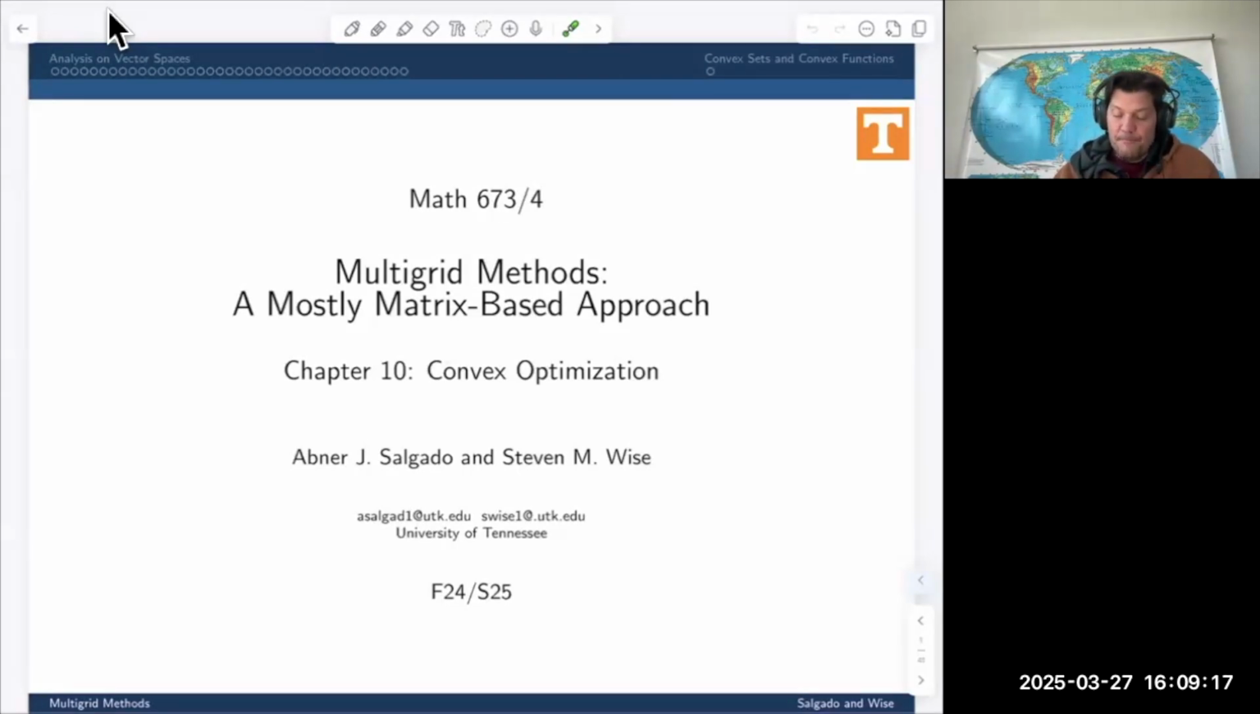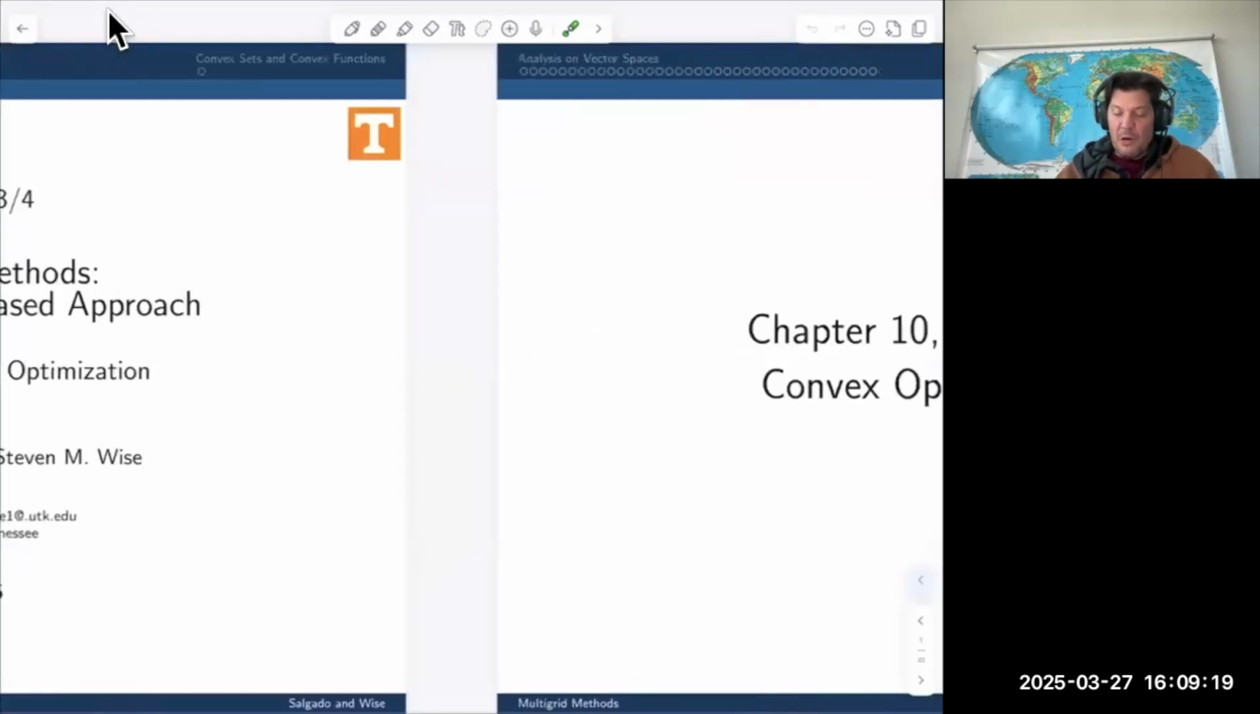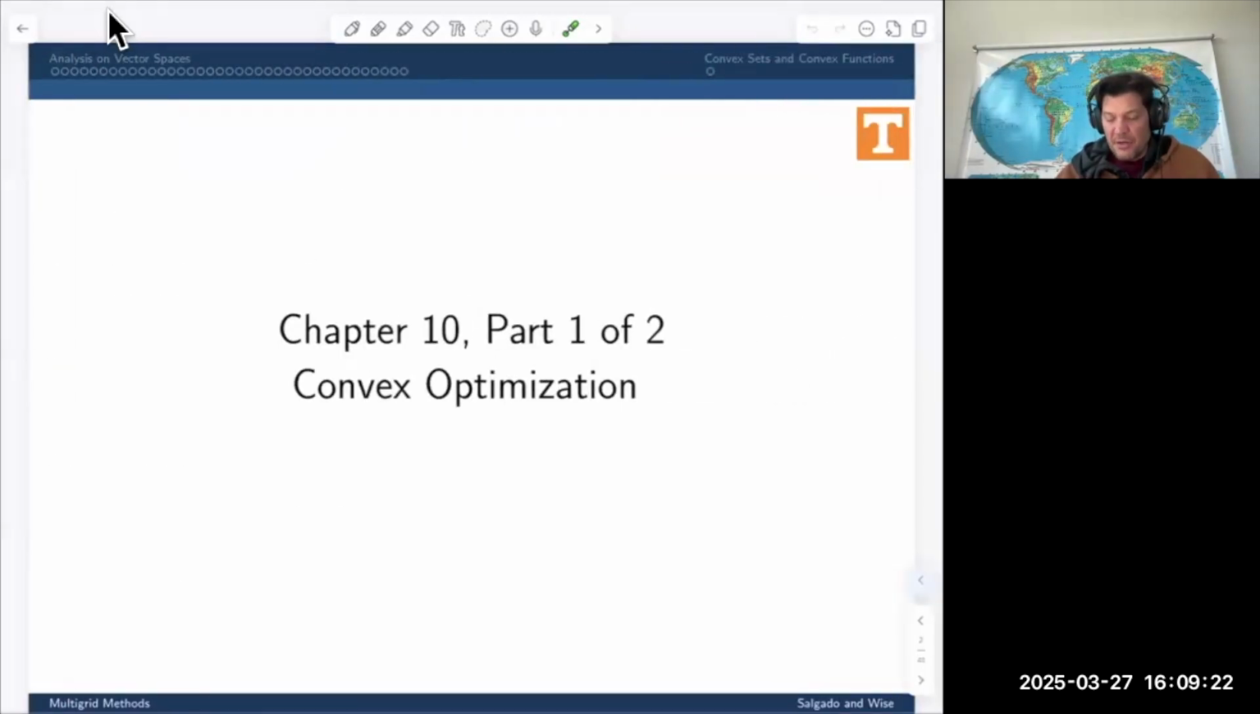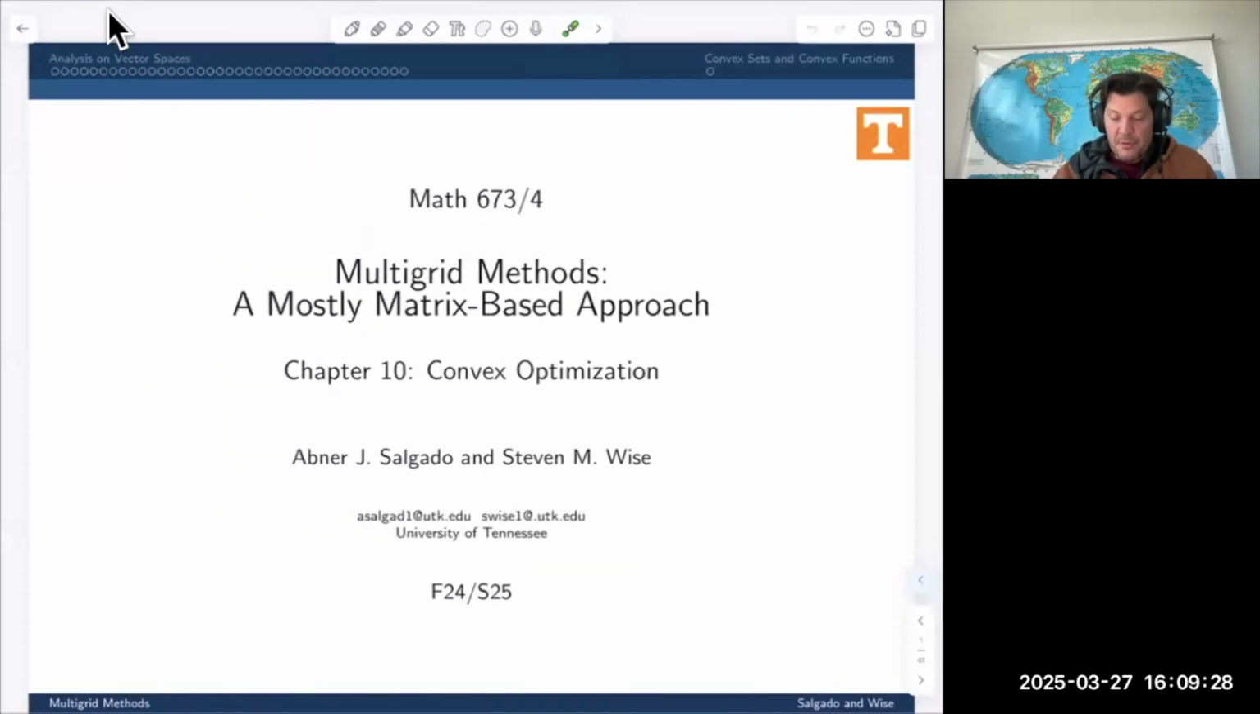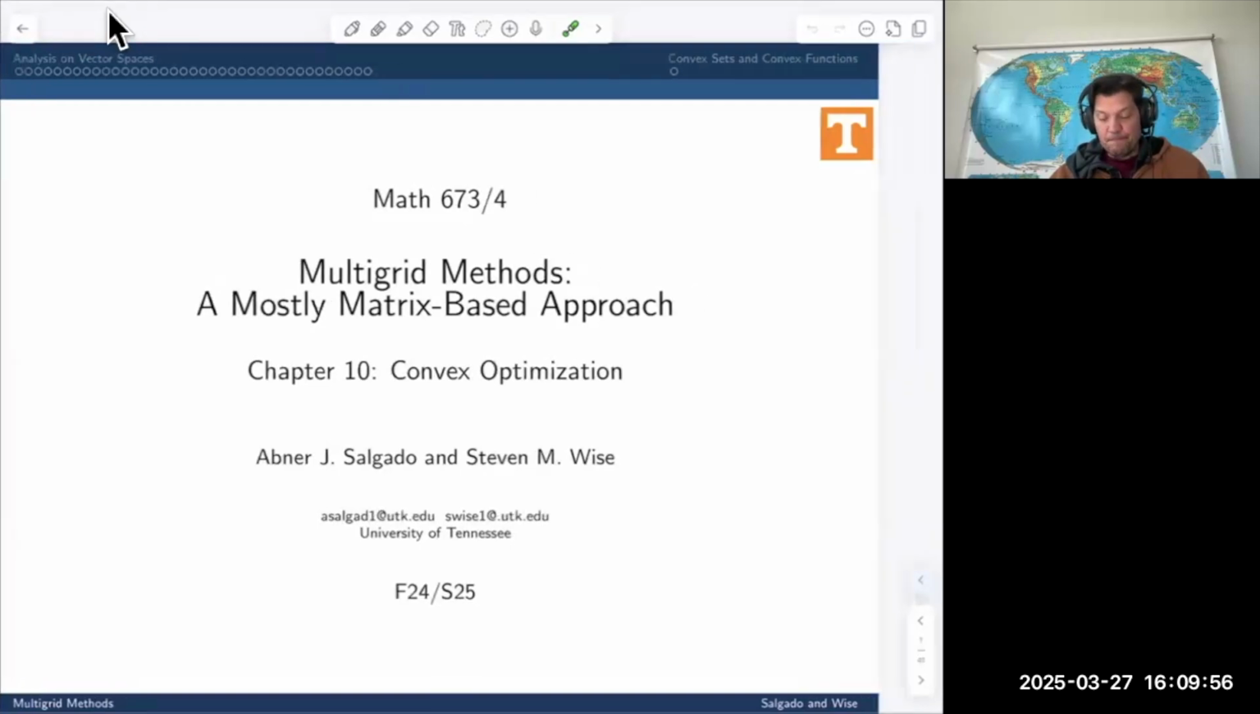In any case, convex optimization is where we leave the world of the mostly matrix-based approach that we were using so far. You can see the title of the book is a mostly matrix-based approach. The reason I had to say mostly is that originally it was an entirely matrix-based approach, until I decided to add this bit on convex optimization. Then we need to look at things through the lens of Banach spaces and Hilbert spaces, and things get a little more complicated than just finite dimensions and matrices.